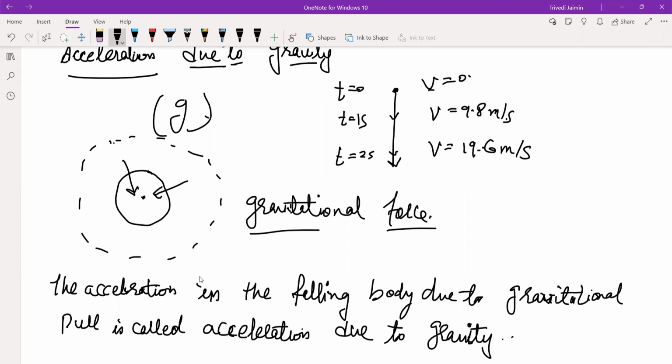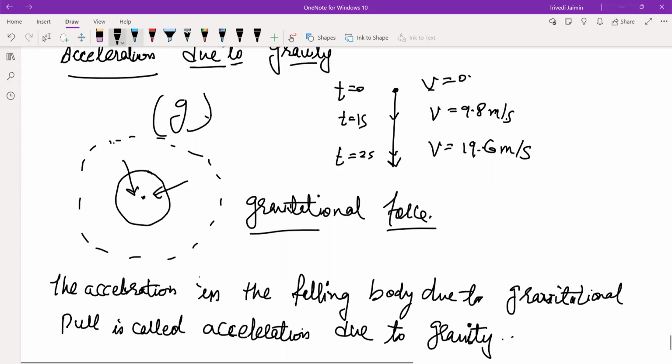Okay. So what is this? Acceleration in a falling body due to gravitational pull, meaning gravitational force. This acceleration is called acceleration due to gravity. Sir, I do not understand the above thing. Which above thing? t equals 0. That t equals 0, that one thing, yes, sir. Okay.